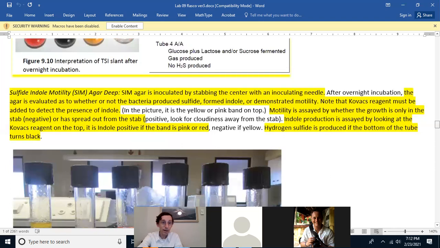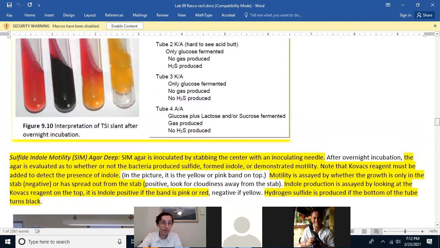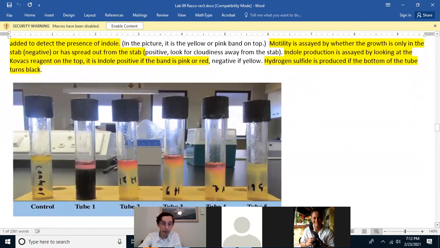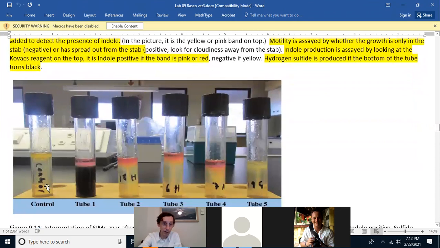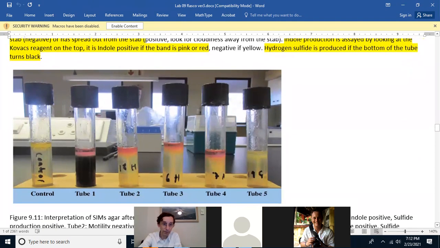All right, so we mentioned that one way to detect hydrogen sulfide production is with the SIM tube. SIM agar is inoculated with a needle, and you simply stab straight down, going at least 2/3 of the way down the tube, to the bottom of the tube. And if there's black in the tube, you're producing hydrogen sulfide.